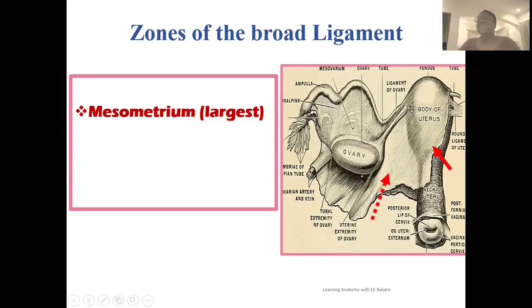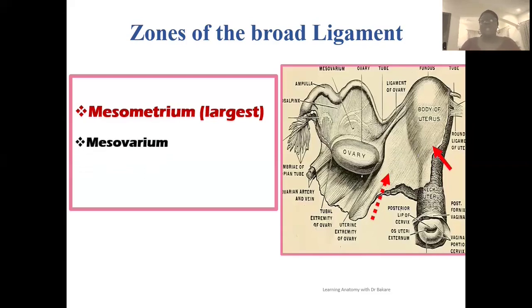We say that this is as a result of the union of the layers of peritoneum here at this lateral region. And this is where we have a double layer of peritoneum emerging at this lateral edge. So the zone of the broad ligament that is located around the uterus here is referred to as the mesometrium. This is the mesentery of the uterus, and this is the largest subcomponent of the broad ligament of the uterus.